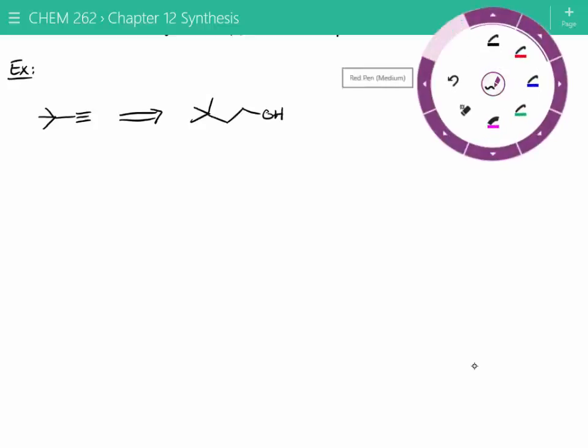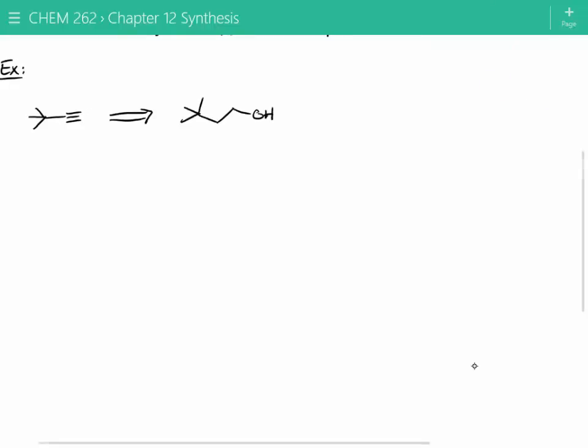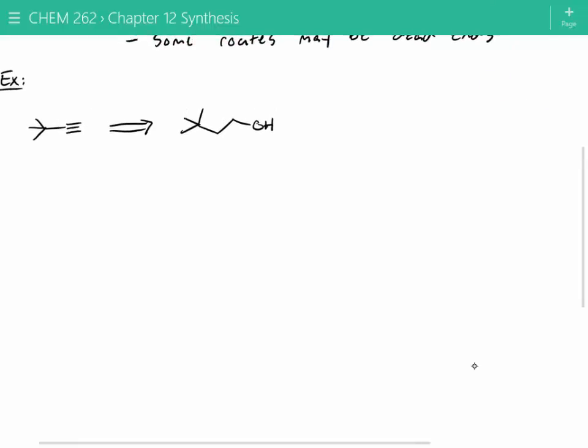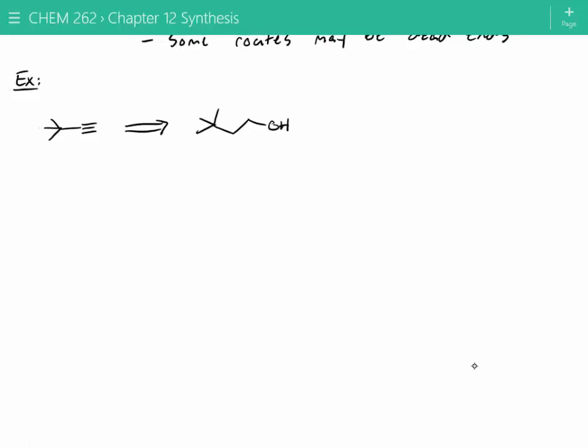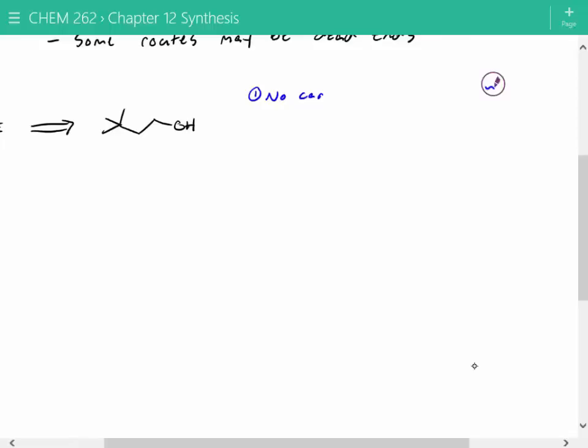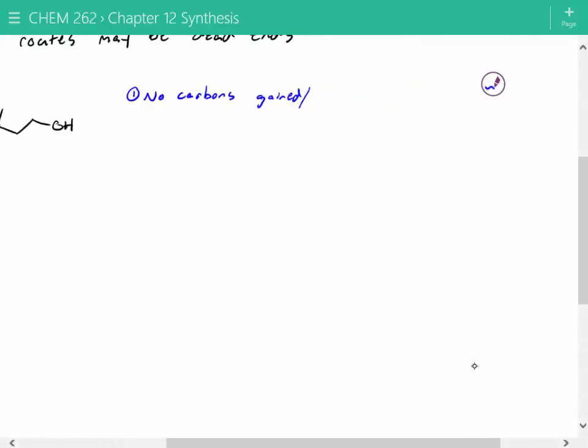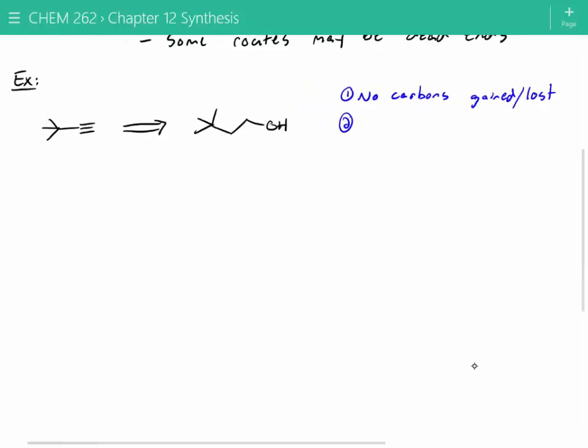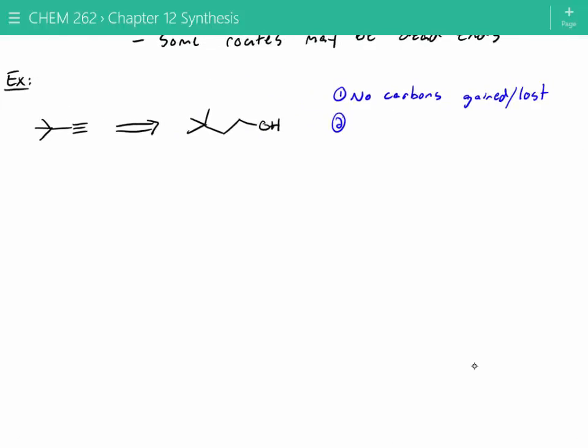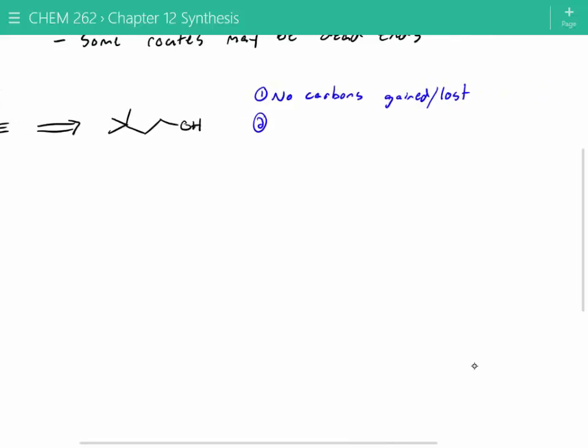And so if we look at it, we can address the two things going on here. The first one was, did we change our carbons? Do we have new carbons or any carbons gained or lost? No, so we don't have to worry about that. So no carbons gained or lost. The other thing, too, is what's our overall functional group transformation? Alcohol. Yeah, we're making an alkyne, so.